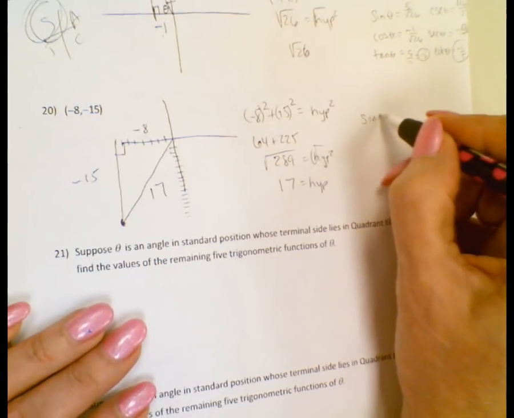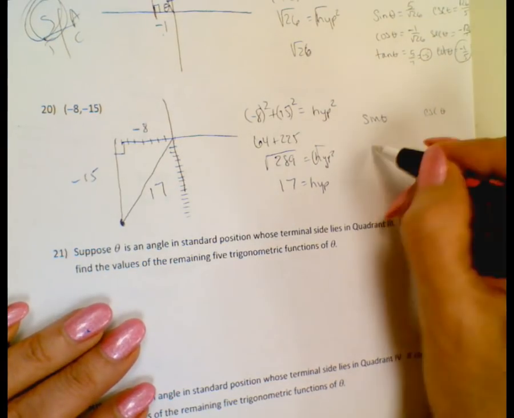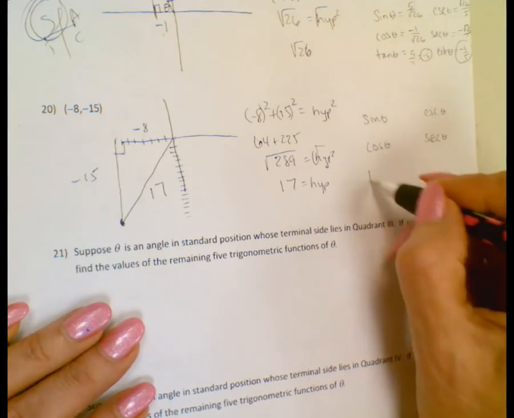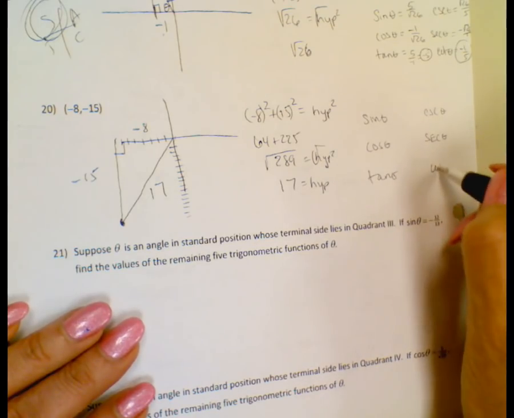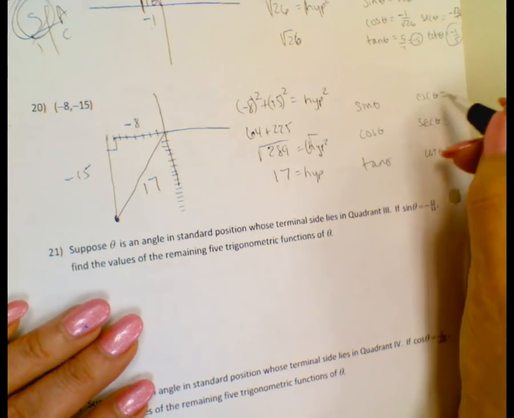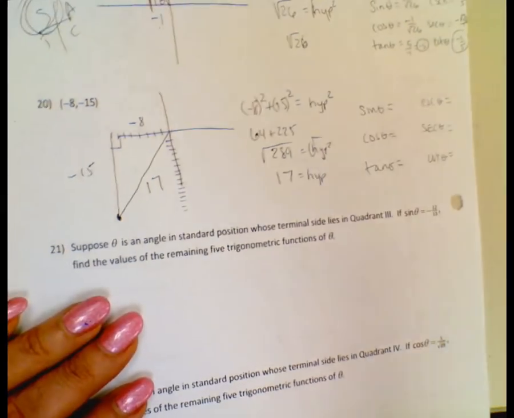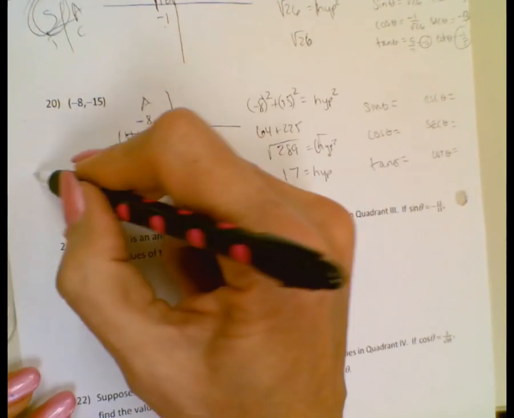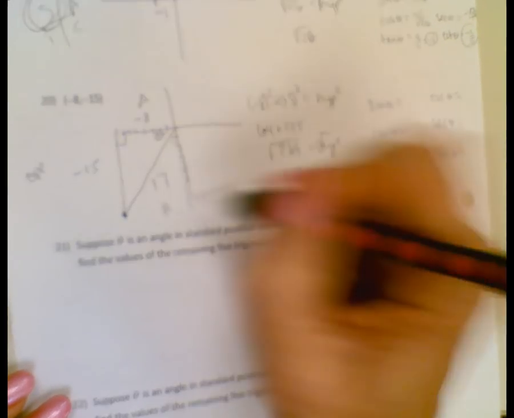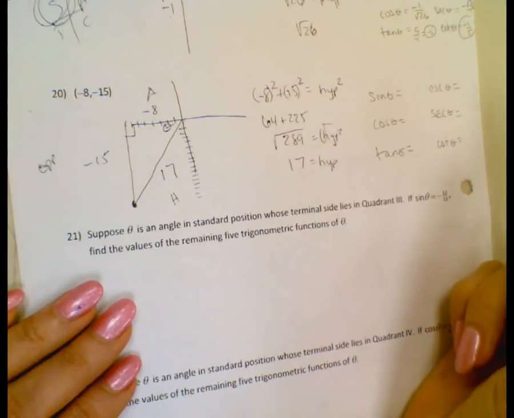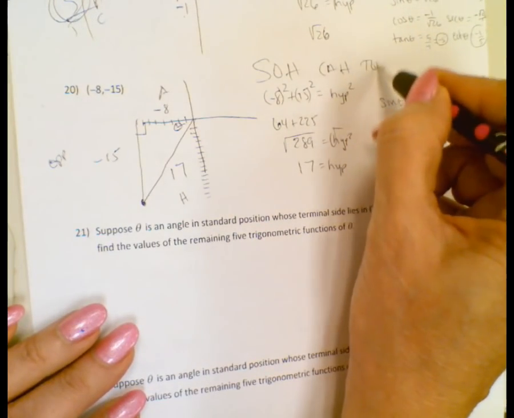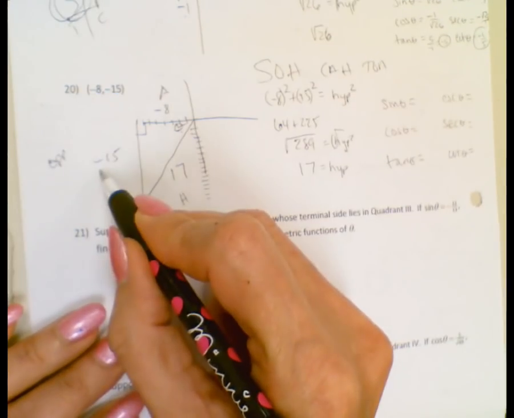So, sine of theta, cosecant of theta. Cosine of theta, secant of theta. Tan of theta, cotan of theta. So, here's theta. This is the adjacent side. This is the opposite side. This is the hypotenuse. So sine is OH. Remember, SOHCAHTOA. Sine is opposite, negative 15 over 17.